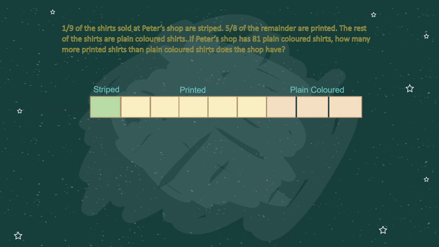Finally, the last part of the question says that Peter's shop has 81 plain color shirts. Looking at the bar, this means that the length of this part is 81. But this part is actually divided into 3, what we did before. That means that each of these parts here is 81 divided by 3 equals 27. But remember, we have actually equally divided the whole bar. This means that the rest of these parts is also 27.